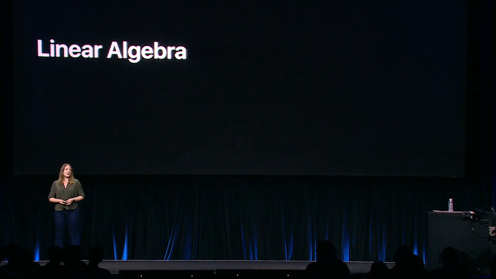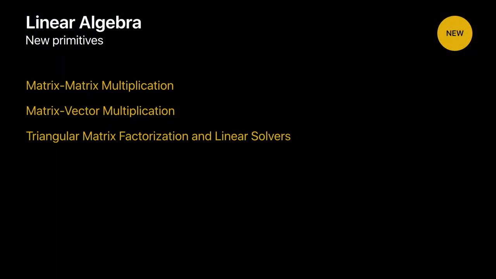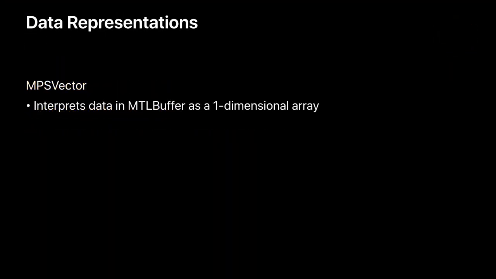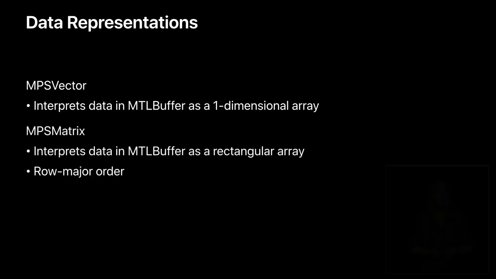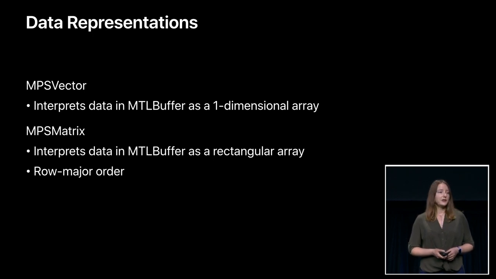And now let's talk about the new linear algebra operations. We now support matrix-matrix multiplication, matrix-vector multiplication, and triangular matrix factorization and linear solvers. To support linear algebra operations, we now have multiple new data representations. First, we have the MPS vector object, which interprets the data in a Metal buffer as a one-dimensional array. And we have an MPS matrix object, which interprets the data in a Metal buffer as a rectangular array. And MPS matrices are in row-major order. You can think of both MPS vectors and MPS matrices as wrappers around user data buffers.